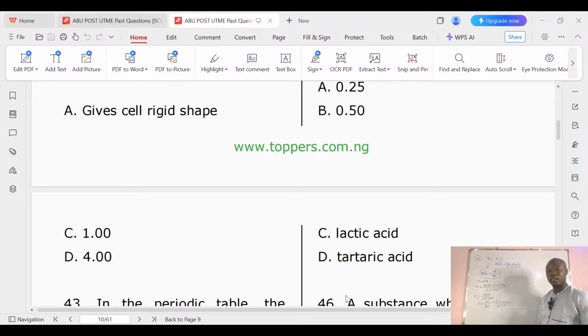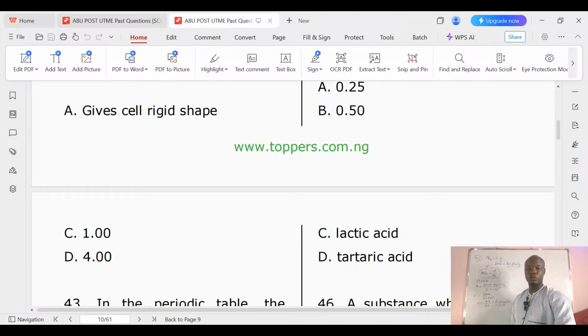In answering POST-UTME questions, you may actually come across some questions where you work out the answer and at the end it is not there in the options. In most cases that would be a bonus. Do you understand? So now, let's look at the next question.